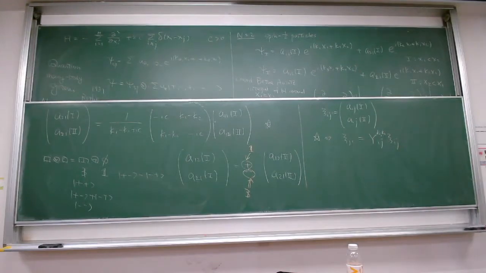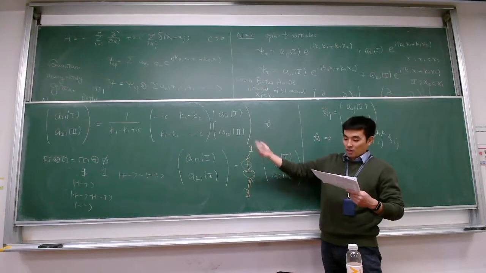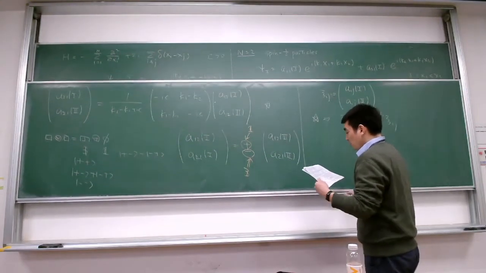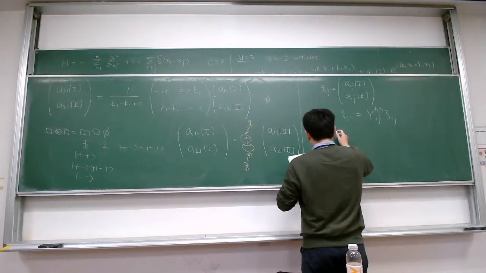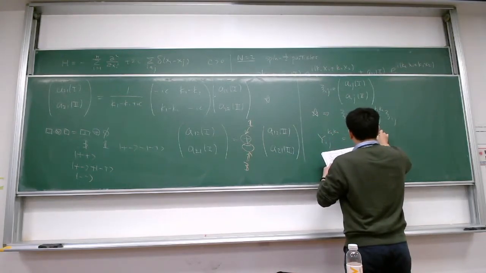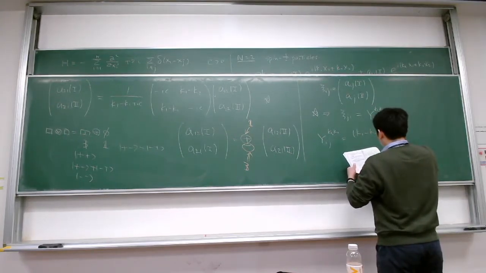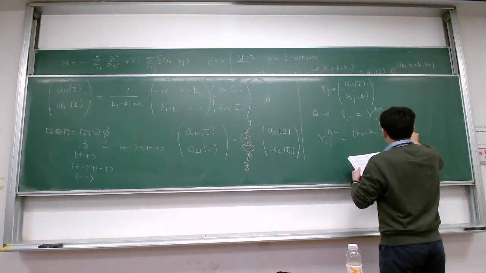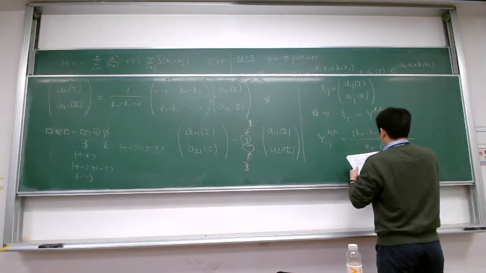Okay, so let me write that down, taking care of this sign issue. Then what you get is this A_{ij}, and k1 and k2 can be written as follows: (k1 - k2) P tilde minus ic over (k1 - k2 + ic).